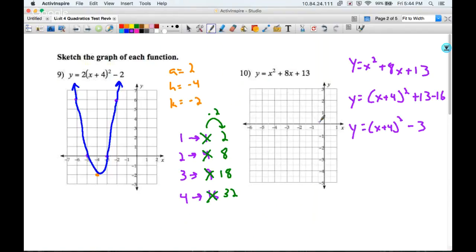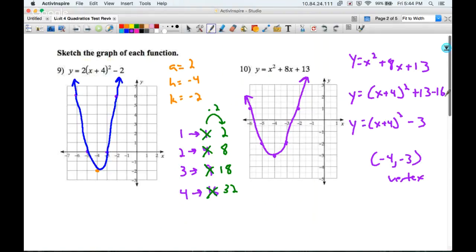All right, now I can go straight to my vertex, -4 comma -3. And from there, if I go over 1, I should go up 1. If I go over 2, I should go up 4 because 2 squared is 4. And if I go over 3, I should go up 9, but then I'd be going off the graph. Connect these up. Put little arrows at the end. That finishes up that page.